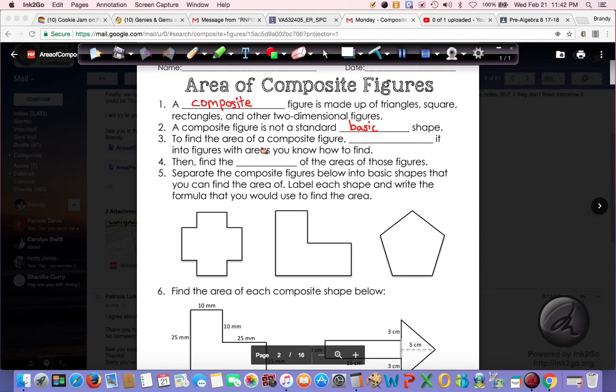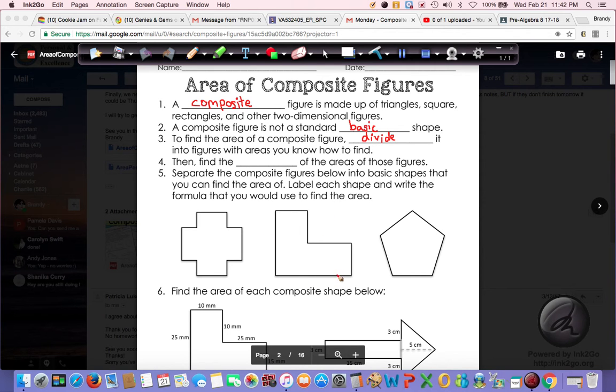To find the area of a composite figure, blank it into figures with areas you know how to find. So you could write separate. I'm going to use the word divide. You're going to break it down into the shapes you know. That's the easiest way to figure out area. Perimeter is pretty easy.